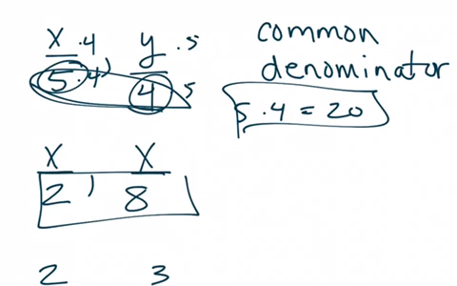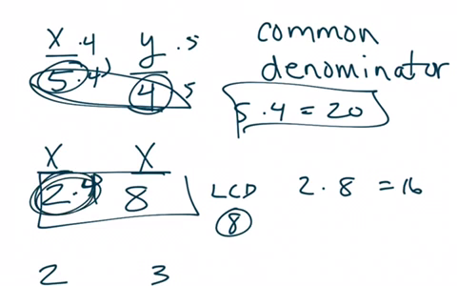To get a common denominator for 2 and 8, I don't have to go 2 times 8 and get 16, because I can turn 2 into 8 just by multiplying. And so the least common denominator here, sometimes referred to as the LCD, is 8, all right? Because I can turn this into 8 very easily, all right?